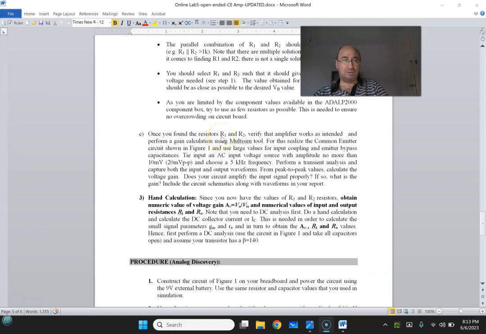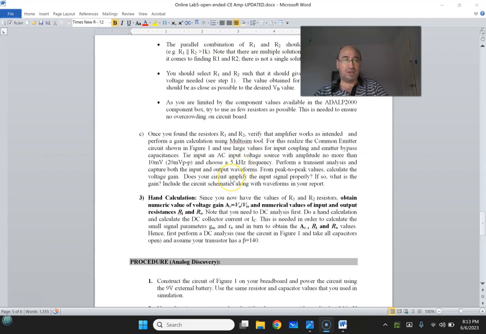We want you to run the amplifier and calculate the voltage gain in Multisim, so you can tie an AC source such as 10 millivolts peak and a midband frequency, and then run a transient analysis to find the actual gain value.